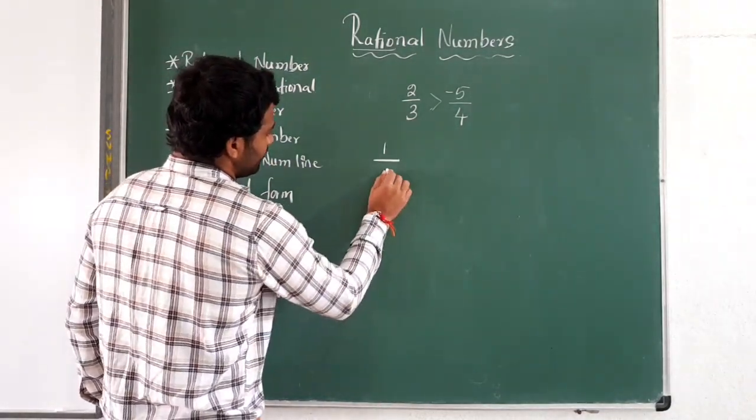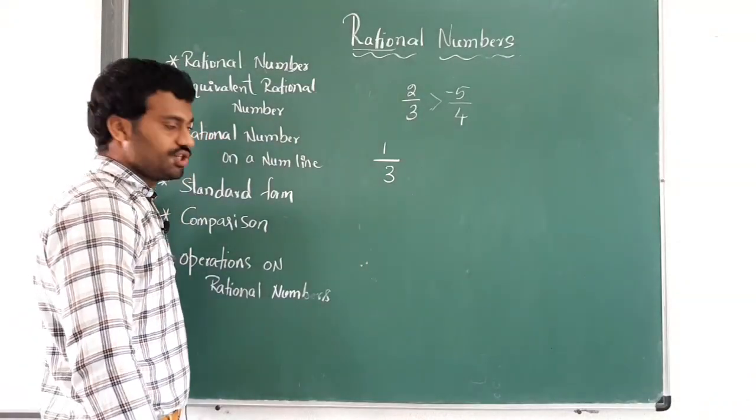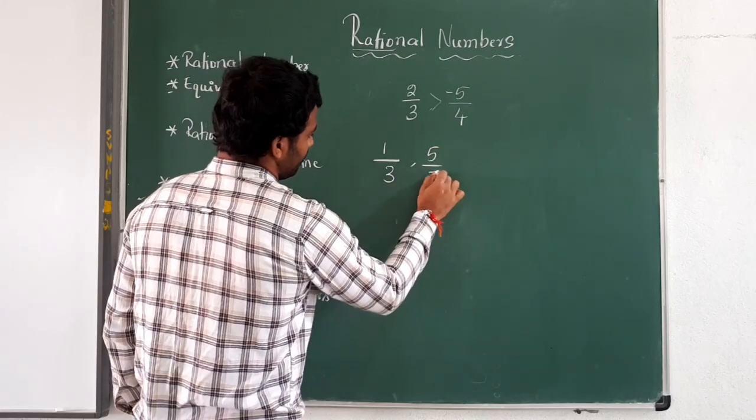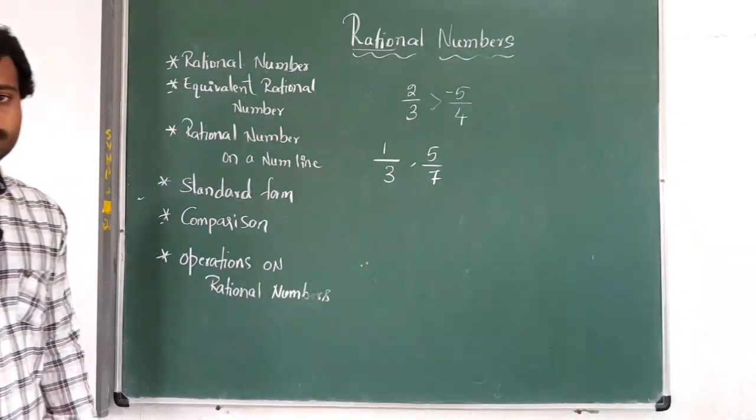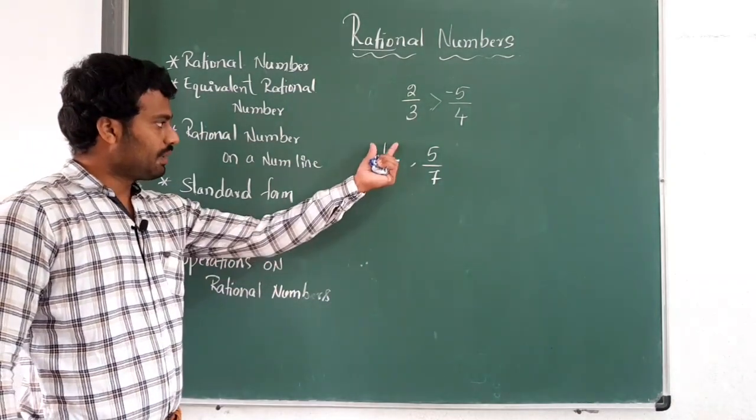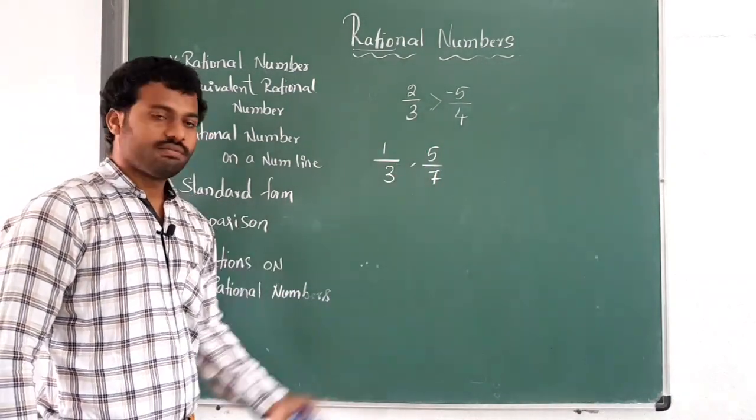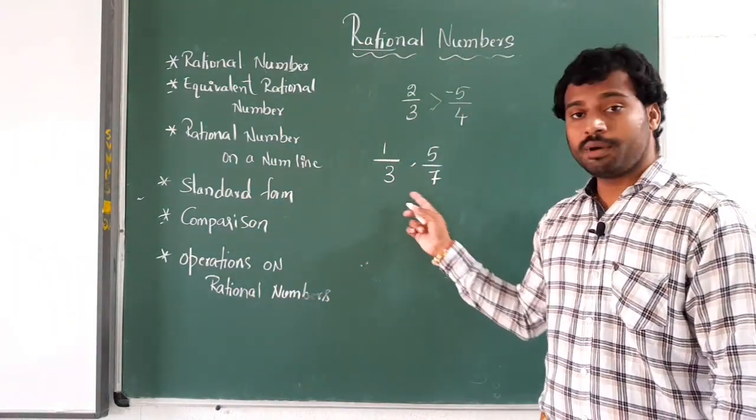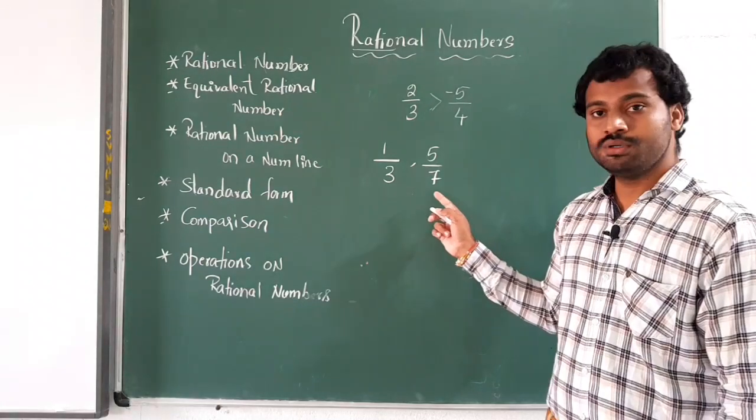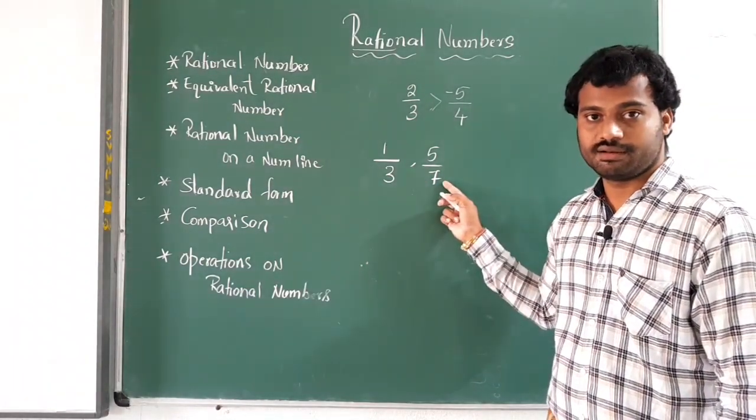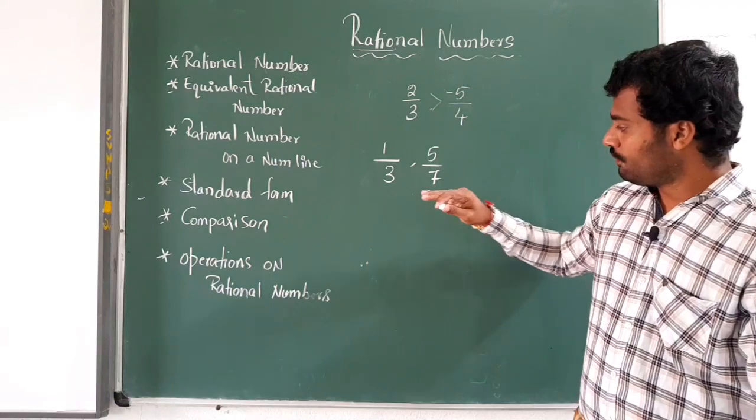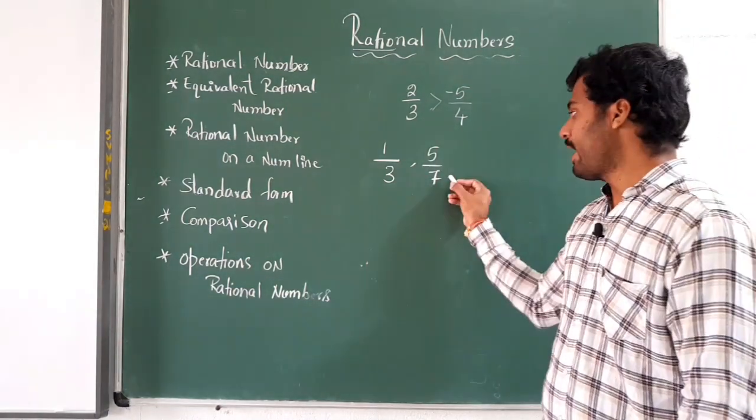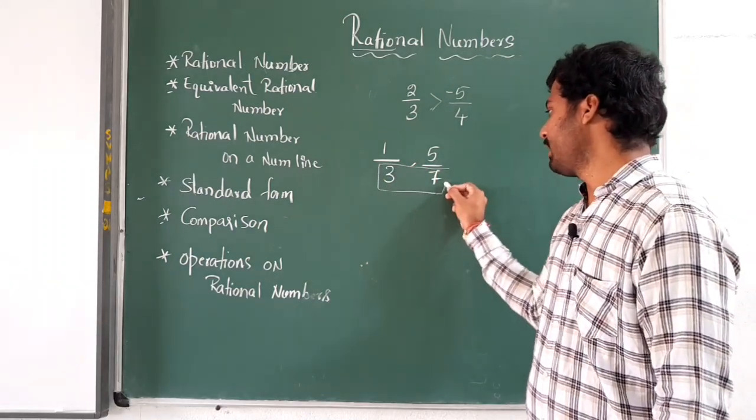So 1/3. First I will go with the positive number, and one more number is 5/7. Is it clear? So one number is 1/3, one more number is 5/7. Now both are positive numbers. It's very difficult to say which is greater. Clear or not? If you want to say exactly which one is greater, what we have to do? We have to make the denominators the same.